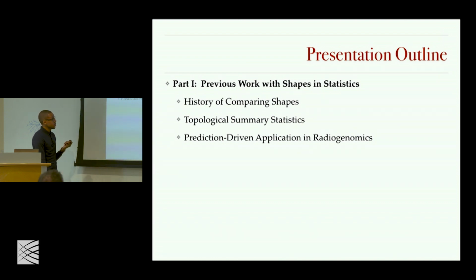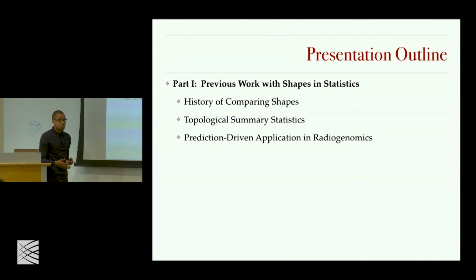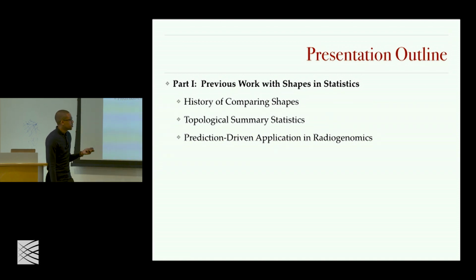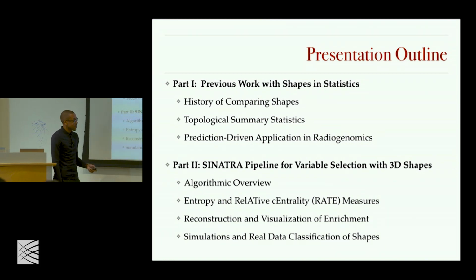The first idea we're going to start with is the history of comparing shapes in statistics. Emily briefly touched on topological summary statistics. This is a big place where I got my training in TDA, and I'll talk about representing shapes based on their topology using a different type of invariant called the Euler characteristic transform. I'll talk about a prediction-driven application that I did with a group at Columbia, Raul Rabadon's lab, in radiogenomics. And then I'll introduce this new pipeline that we came up with, Sinatra, and I'll explain where that name came from also, for variable selection with 3D shapes, okay?